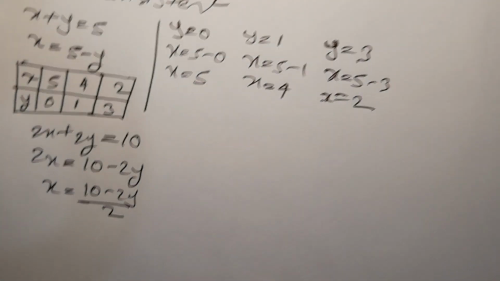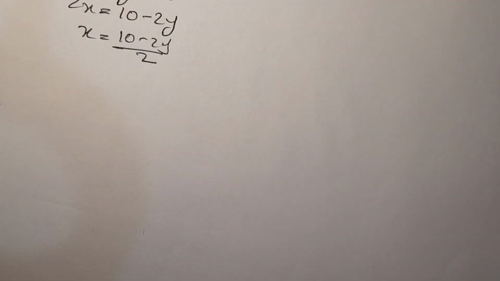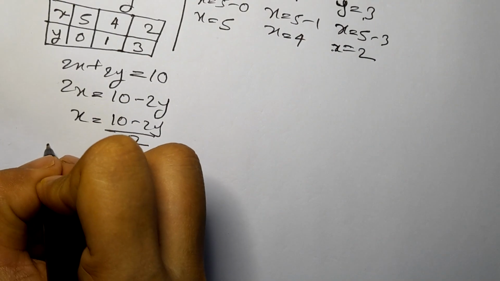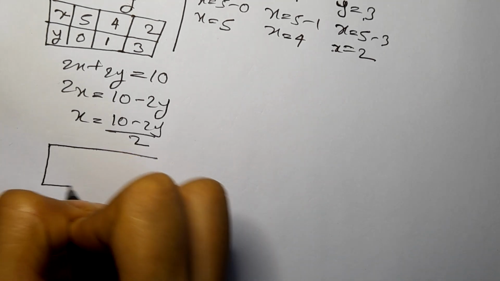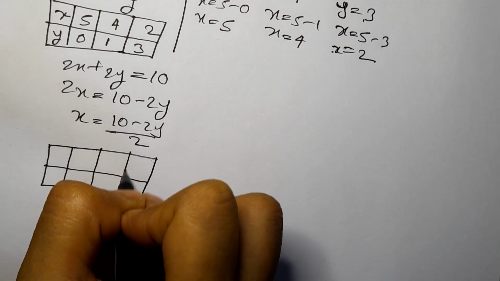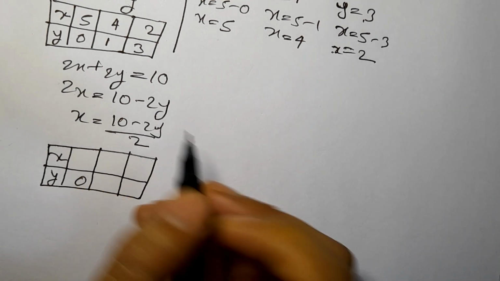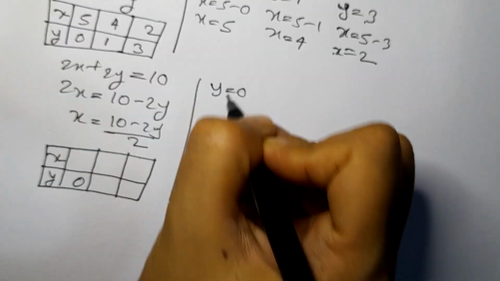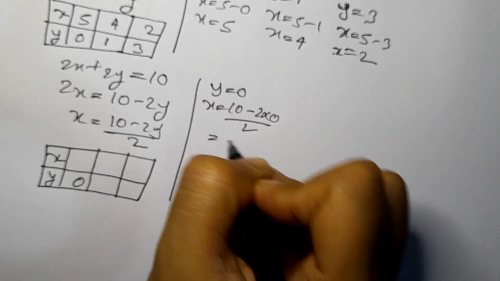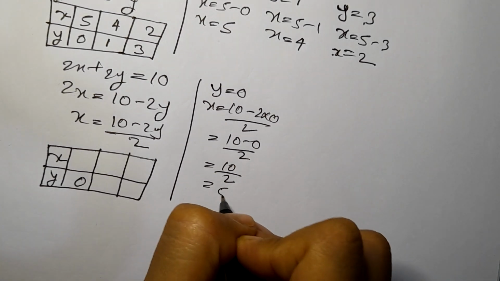Again we have to make the box for this. First start with a 0. Three points are sufficient. So x, y, put the value of y as 0. If you put y equal to 0, it will be x equal to 10 minus 2 into 0 divided by 2. It will be 10 minus 0 divided by 2, so 10 by 2, that will give 5.